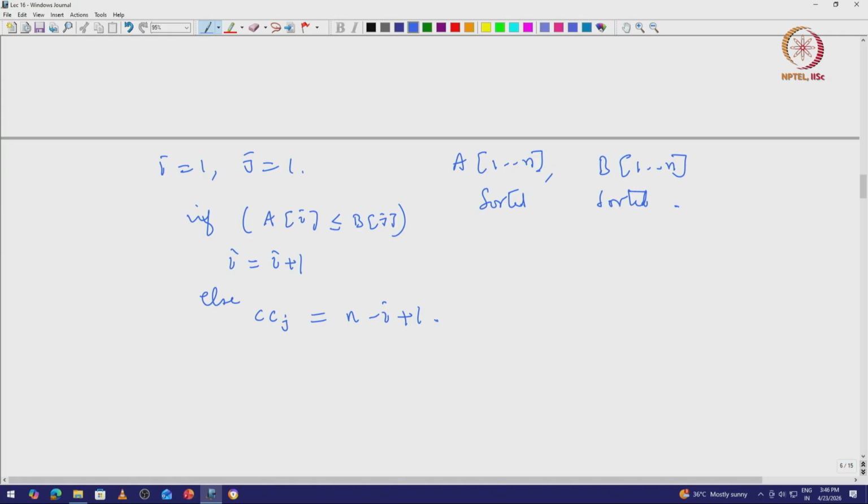If Ai is less than or equal to Bj, I equals I plus 1. Else, this is the core thing to be done: Cj is computed, and we go to the next Bj value. All the smaller values, up to Bj minus 1, will be smaller than that, so you can ignore them. You do not use them for counting.